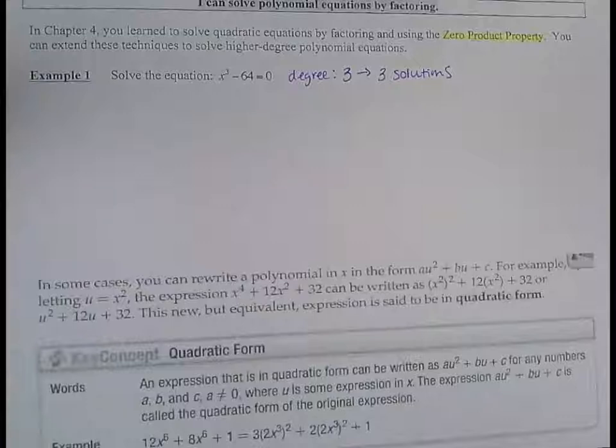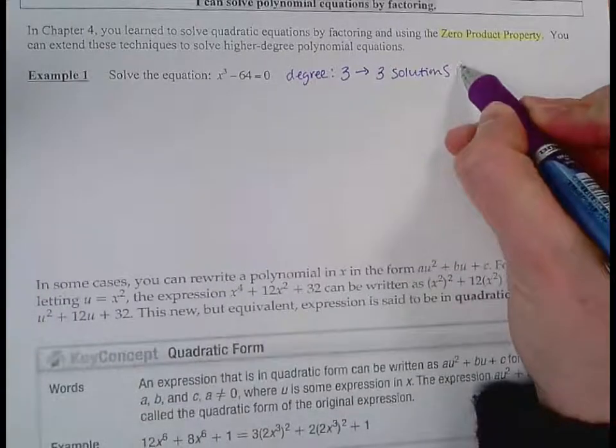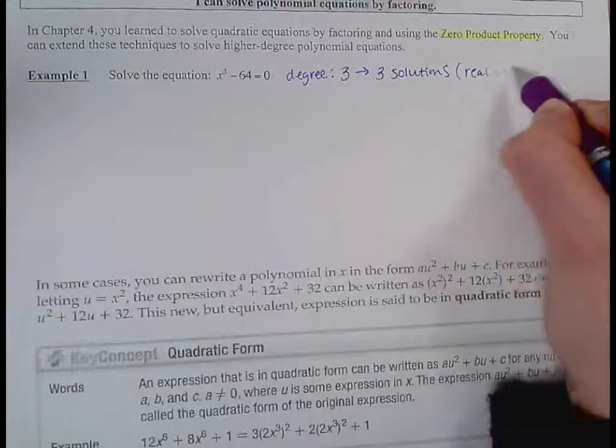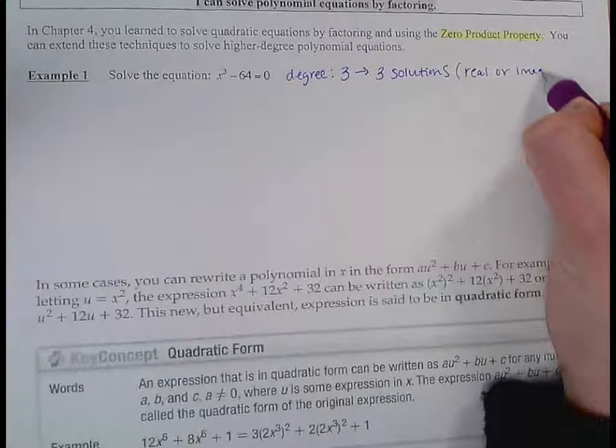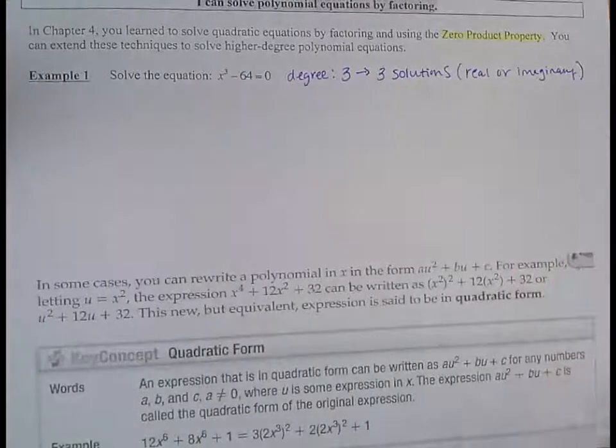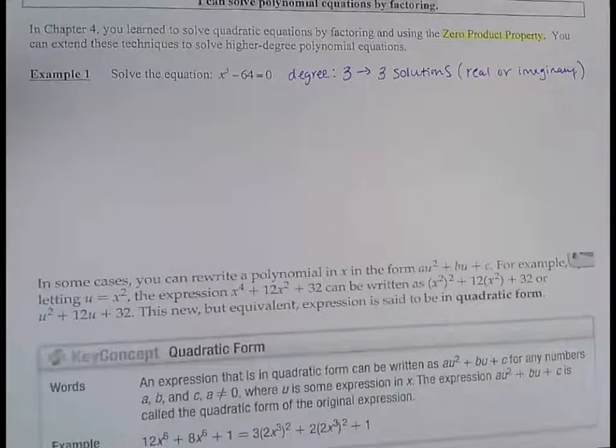This will be formally talked about later in this chapter. I'm just referencing it now to help you out. Whatever the degree is, that's the number of solutions there are. Now that doesn't mean that all solutions are real. You could have imaginary solutions, so it's tying in imaginary numbers as well from chapter 4. If you even want to make a note, they could be real or imaginary. It could be a combination of real and imaginary. It could be all real. It could be all imaginary, but there's 3.